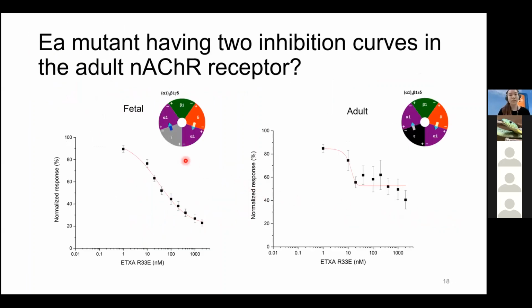For this particular mutant, we call it the R33E mutant. We recall that the fetal dose response curve is quite standard. It's a single sigmoidal. However, for the adult receptor, there is this plateauing of the dose response curve. So this could indicate that instead of a normal sigmoidal dose response curve, it could actually be a double sigmoidal profile that we are observing over here, where one curve is for a higher affinity interaction and one curve is for a lower affinity interaction.